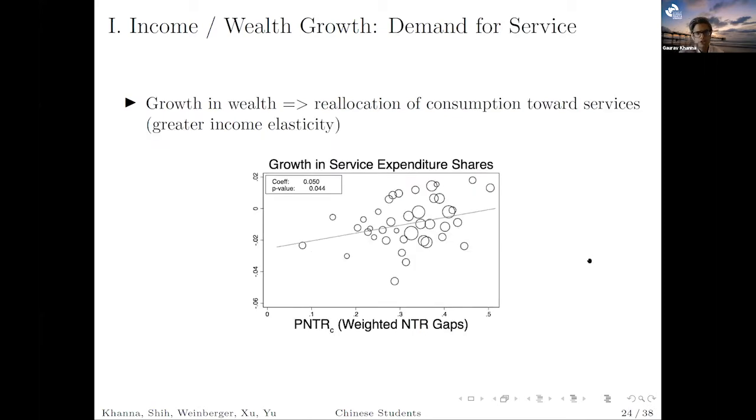But also, in general, what you see is that this growth in wealth led to a reallocation of consumption towards services. So it's not just that these individuals are buying more US higher education, they're buying more in terms of other services as well, right? So income growth can do that.